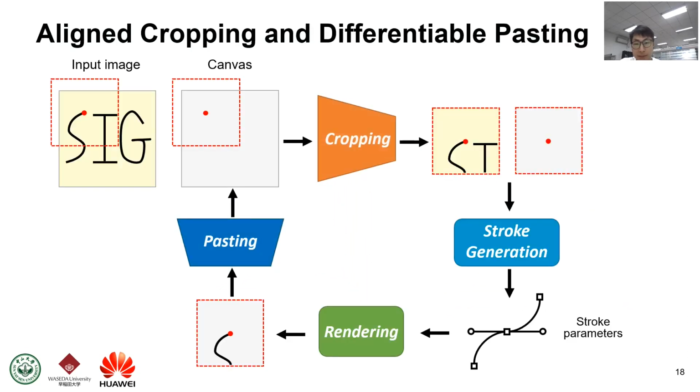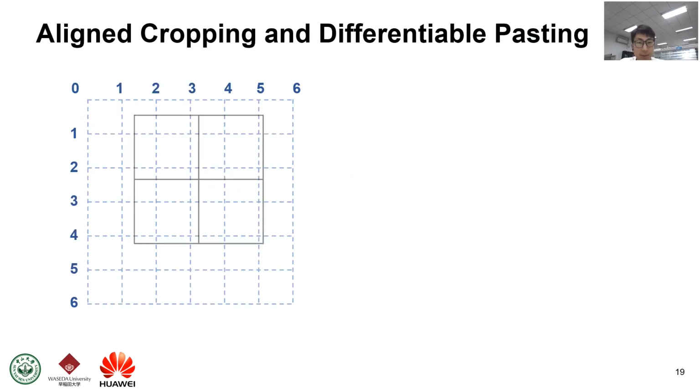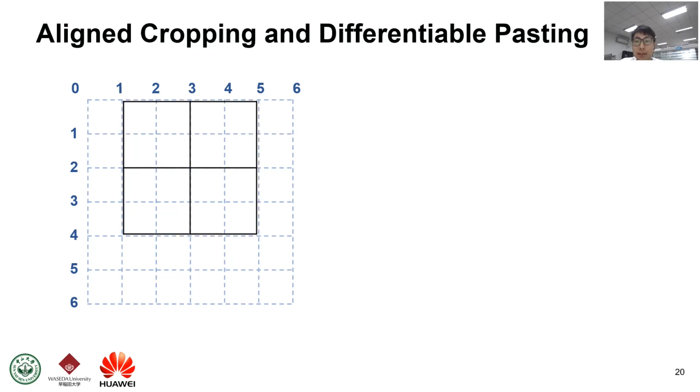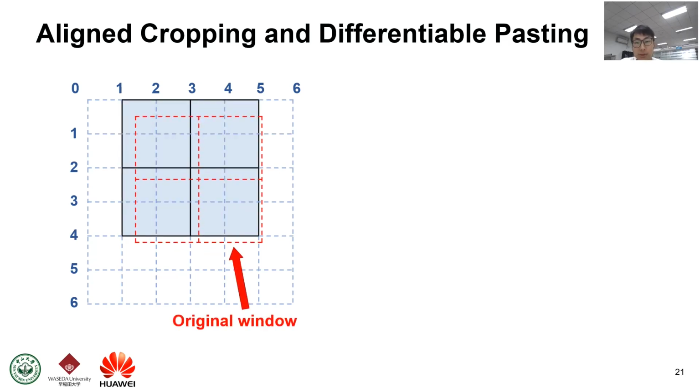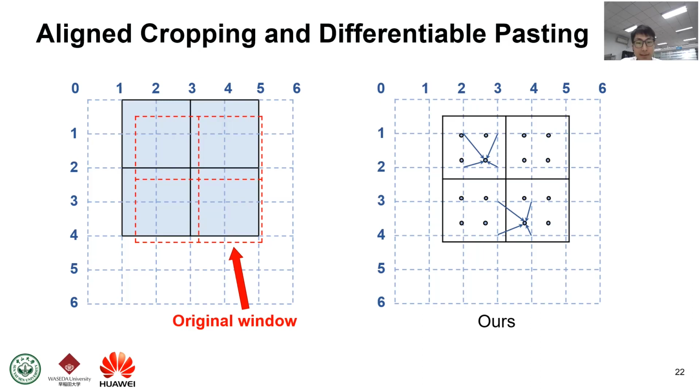In the cropping and pasting phases, one challenge is that the position and window size are floating numbers instead of discrete values. Solution with quantization leads to misalignment and non-differentiability. To overcome these issues, we propose aligned cropping and differentiable pasting.